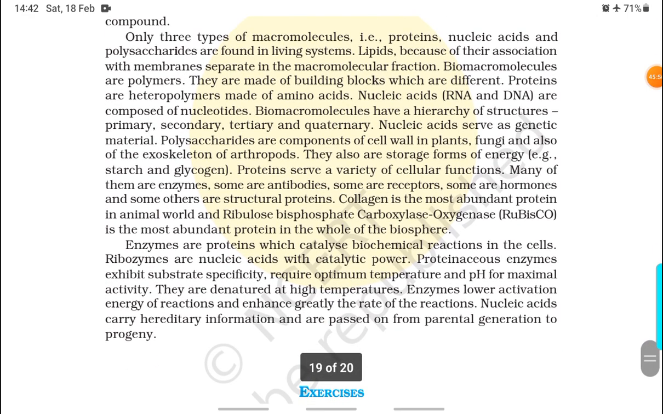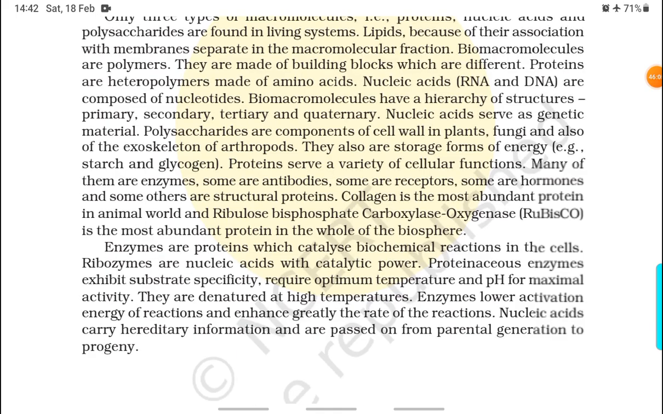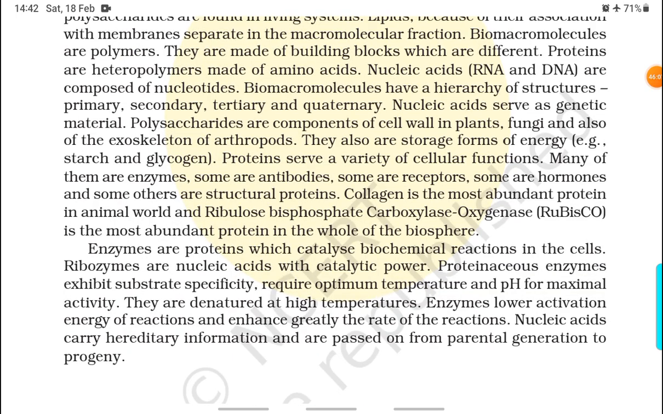Only 3 types of macromolecules, that is proteins, nucleic acids and polysaccharides, are found in living systems. Lipids, because of their association with membranes, separate in the macromolecular fraction. Biomacromolecules are polymers. They are made up of building blocks which are different. Proteins are heteropolymers made up of amino acids. Nucleic acids, RNA and DNA, are composed of nucleotides. Biomacromolecules have a hierarchy of structures: primary, secondary, tertiary and quaternary.